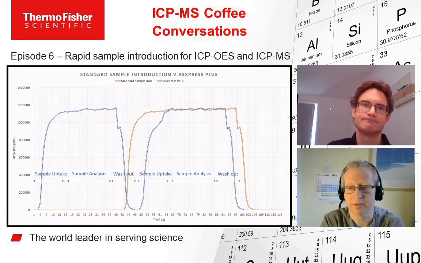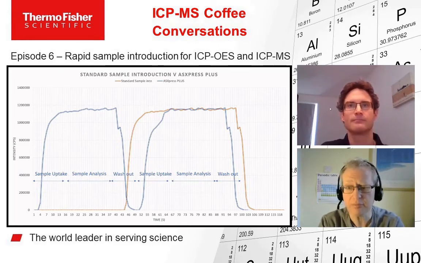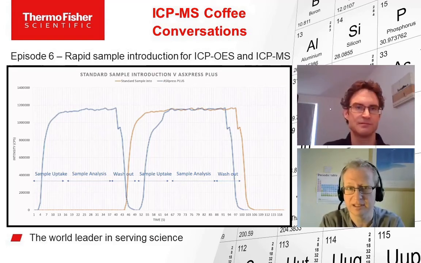I see. So if I was to summarize then, rapid sample introduction systems are useful for increasing speed and efficiency, and they also bring gas, energy, and consumables cost savings as well. Would that be correct? Yeah, that's absolutely right, Simon.